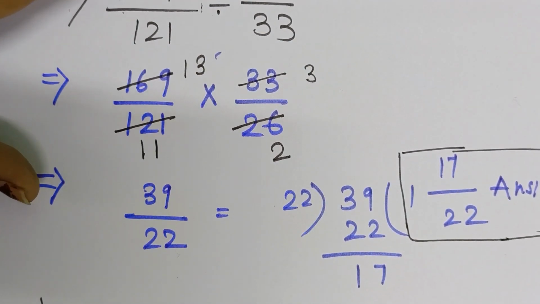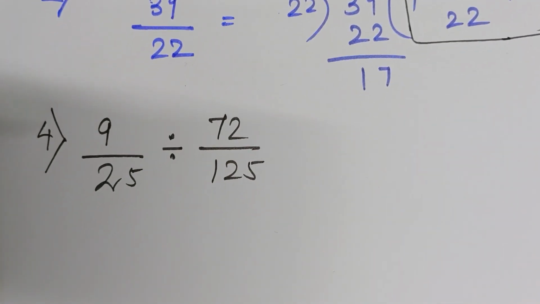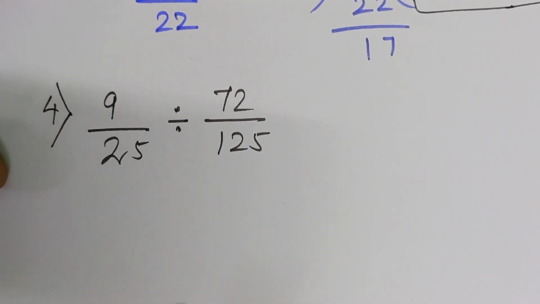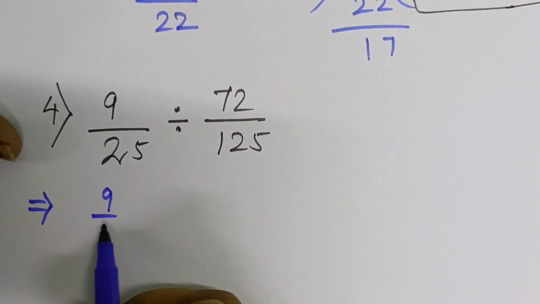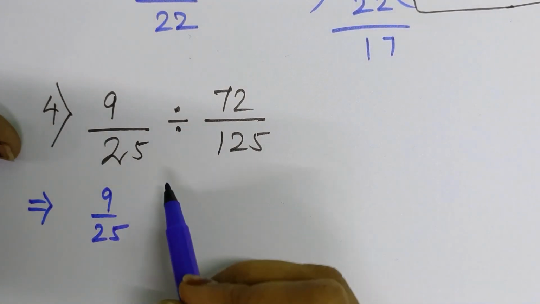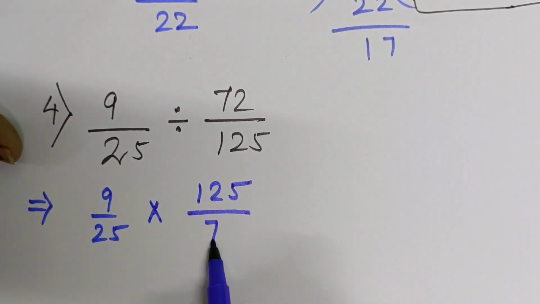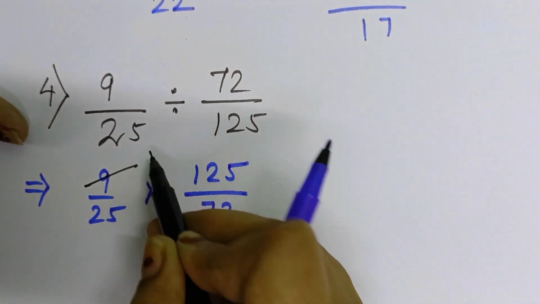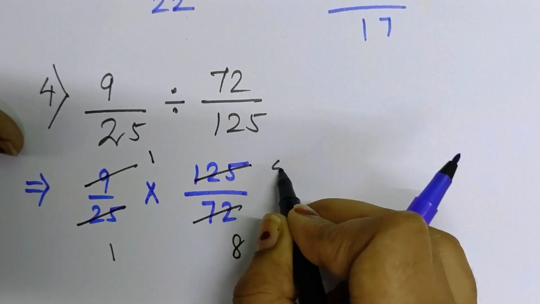Okay, now let's do the next one. 9 by 25. Division will change to multiplication, and then 125 will be reciprocal, like 72. Okay, now as you can see, this is divisible. So 9 1 is 9, 9 8s are 72, 25 1 is 25, 25 5s are 125.